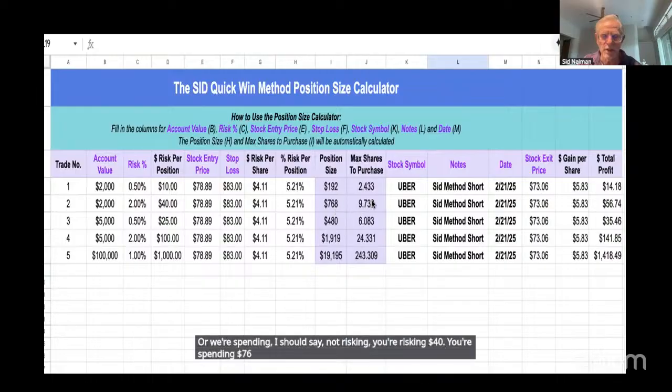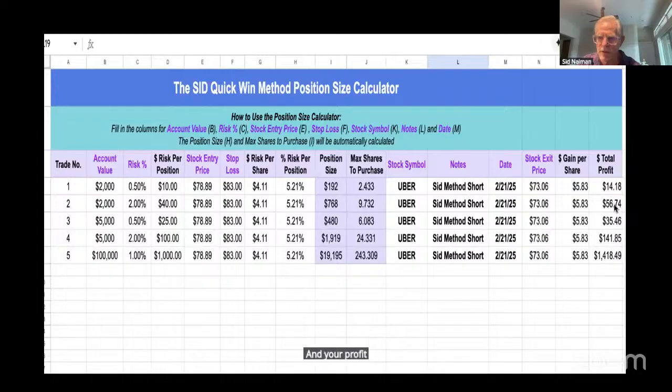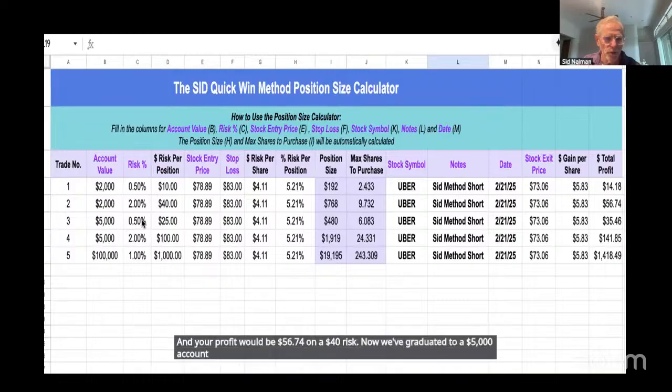This is how many shares you're going to be buying. 9.732, you would round down to 9 to stay within your risk level. And your profit would be $56.74 on a $40 risk. Now we've graduated to a $5,000 account, but we're only going to risk 0.5%.